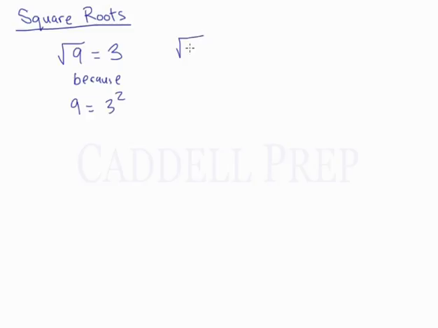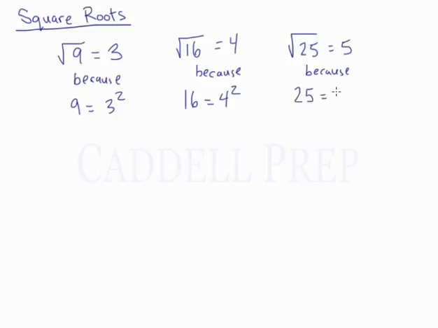So let's look at some more. Square root of 16 is 4. And that's because 16 equals 4 squared. And the square root of 25 equals 5. Because 25 equals 5 squared.